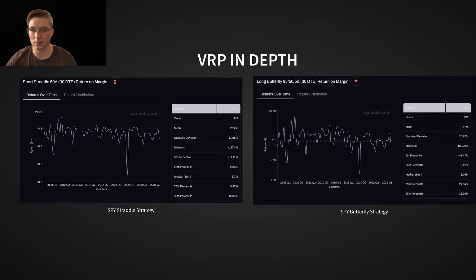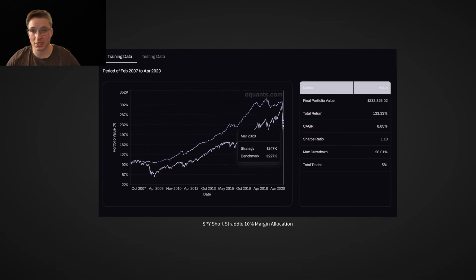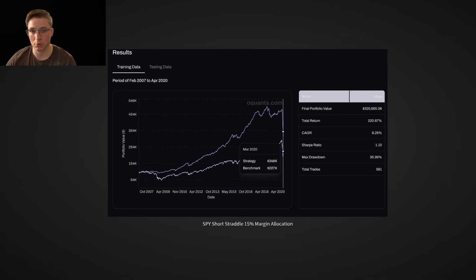Frequent small wins punctuated by rare but sometimes sharp losses, often during periods of heightened market stress like the 2008 crash or the COVID-19 pandemic. This risk profile, small, steady gains, and occasional large losses, is the hallmark of volatility selling. For example, running a short straddle with a 10% margin allocation slightly outperforms the traditional buy and hold benchmark. Increasing that to 15% boosts returns significantly, but also increases maximum drawdowns up to around 35%.